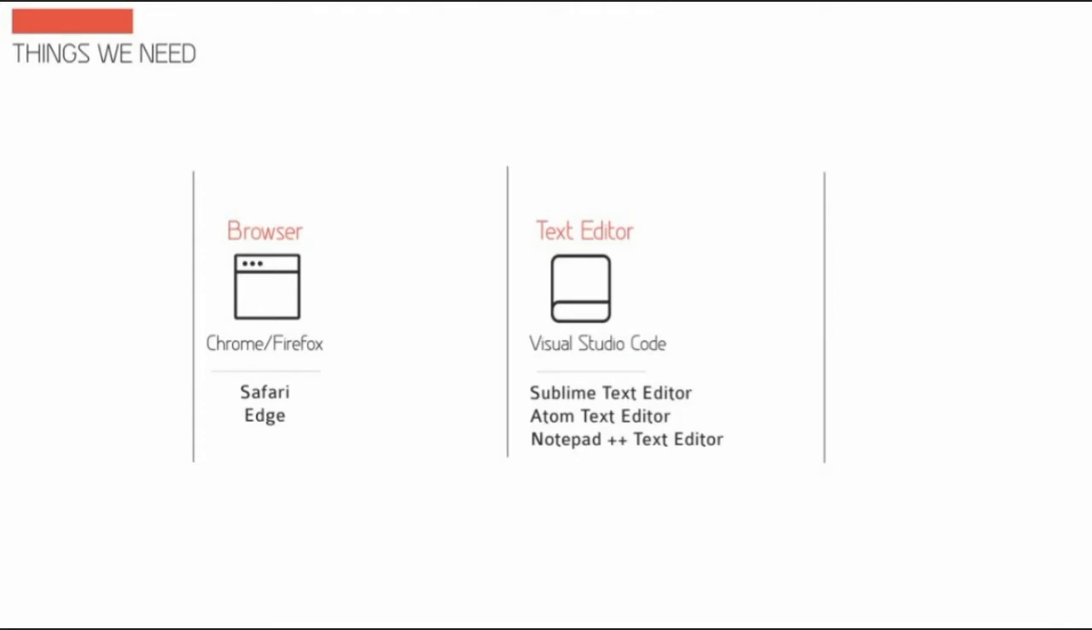Then we need a few things to get started with CSS. First up, we need a browser. For this video, I'm going to be using Chrome or Firefox, or you can even use Safari or Edge, depending on your system and your comfort zone. And then we need a text editor. For this, I'll be using Visual Studio Code. You can use Sublime, Atom, or Notepad++.